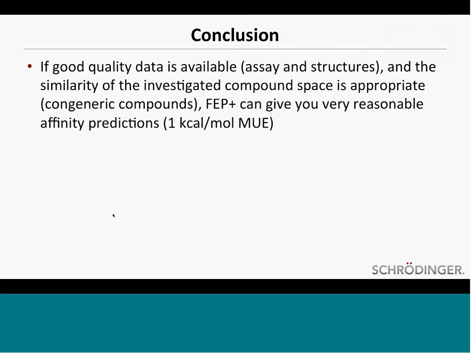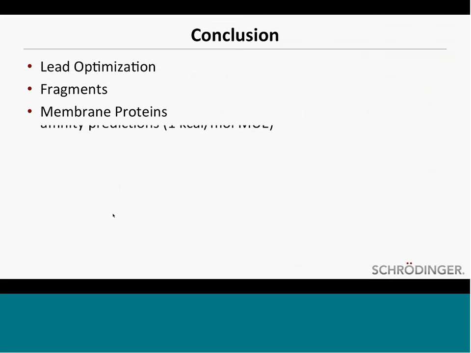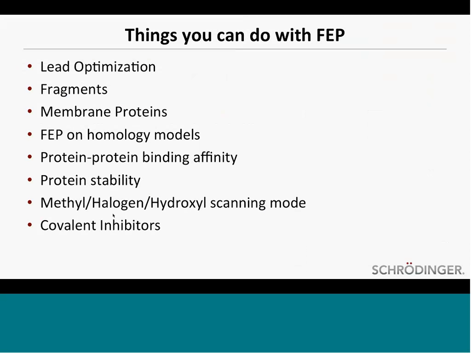So the conclusion from this introduction is that if you have good quality data, both in terms of assay and in terms of structure, and the investigated compound space is appropriately chosen, so we're looking at congeneric compounds here, then FEP Plus can give you very, very reasonable affinity predictions that are, in our opinion, highly useful in a prospective application for lead optimization.